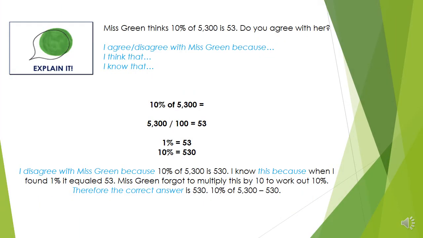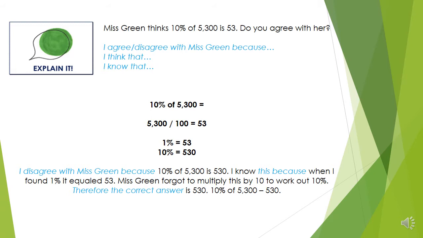Question here. Miss Green thinks 10% of 5,300 is 53. Do you agree with her? And again, there's some stems there to help you. And it's an explain it. So you have to explain why you agree or why you disagree. So the first thing you need to do is work out the question first to know whether Miss Green is correct or incorrect. So 10% of 5,300.